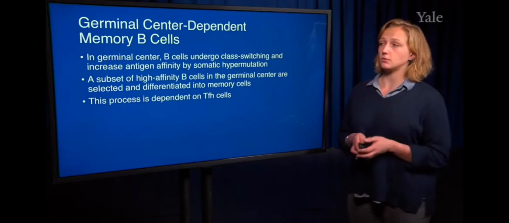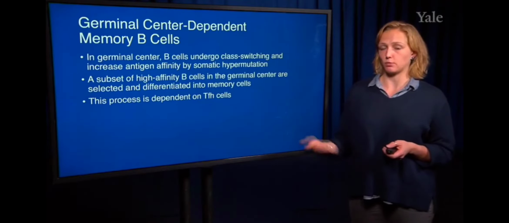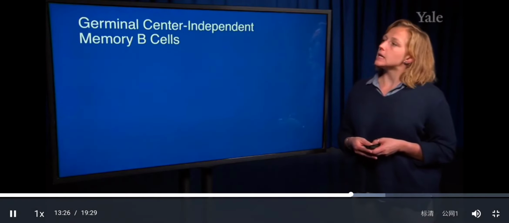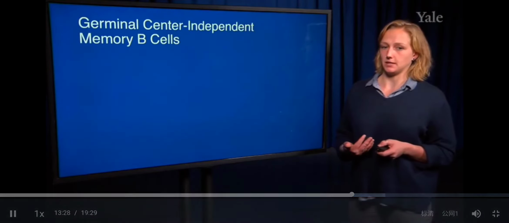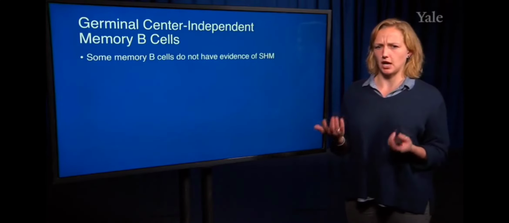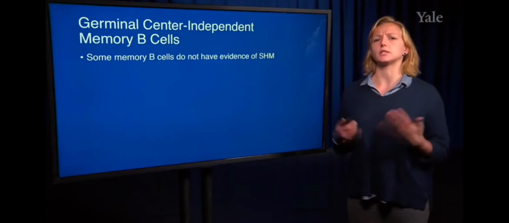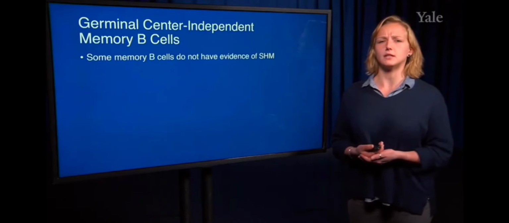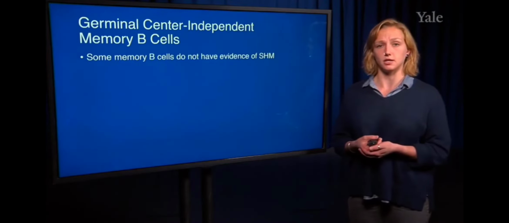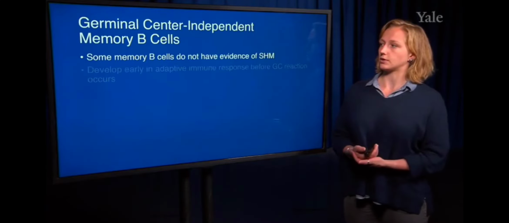So again, remember that these are high affinity and class switched, predominantly to IgG, but it depends on the infection. Now, germinal center independent memory B cells actually show no signs of somatic hypermutation. And actually, this is how they were identified. Scientists were looking at memory B cells and found that there was a subclass of them that did not undergo somatic hypermutation, which implies that they did not enter the germinal center.